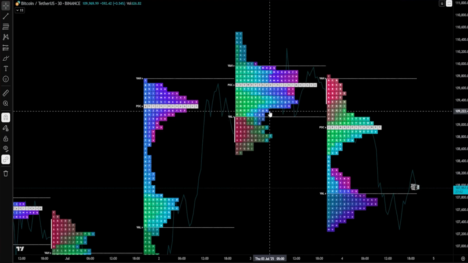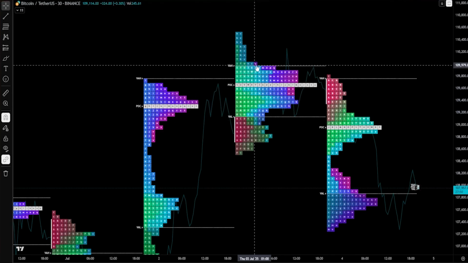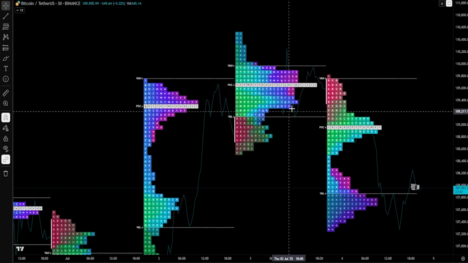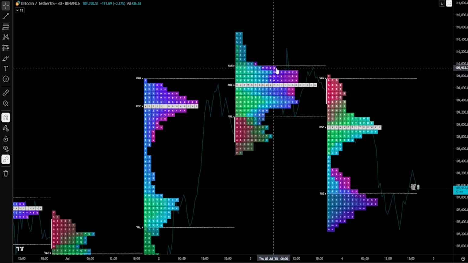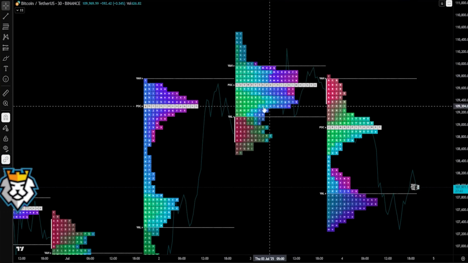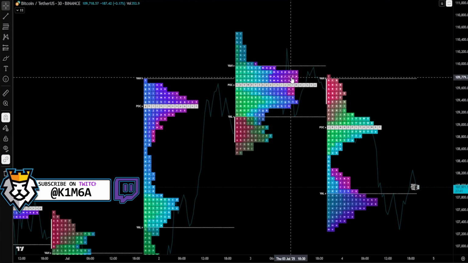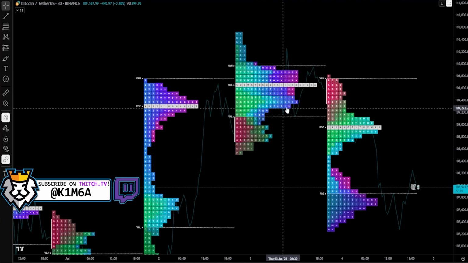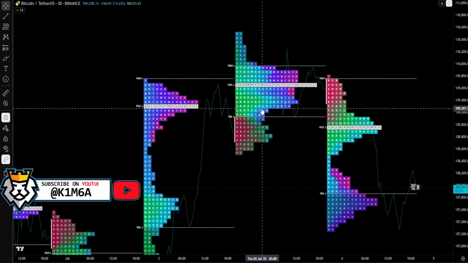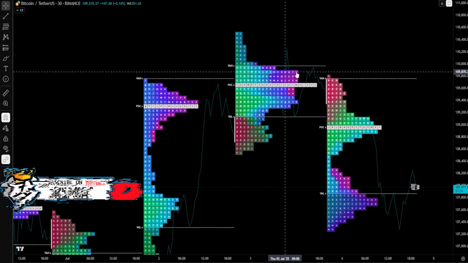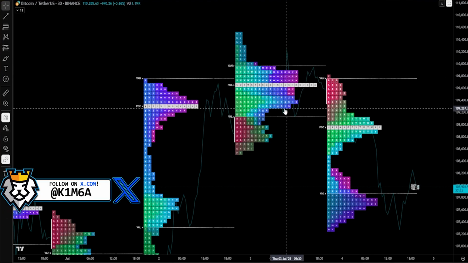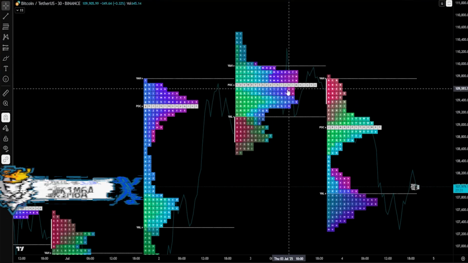So we have a whole lot of blocks in this area, and remember those blocks each represent time periods in the session that price traded. So the majority of the time in the session we traded through here, and you see some flat edges in a couple places. Those are called ledges.